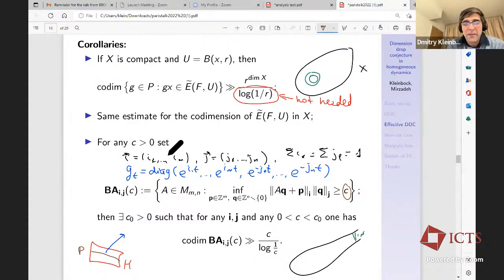And again, conjecturally, you need to somehow get rid of this log 1 over c for equal weights. This was actually done by David Simmons.